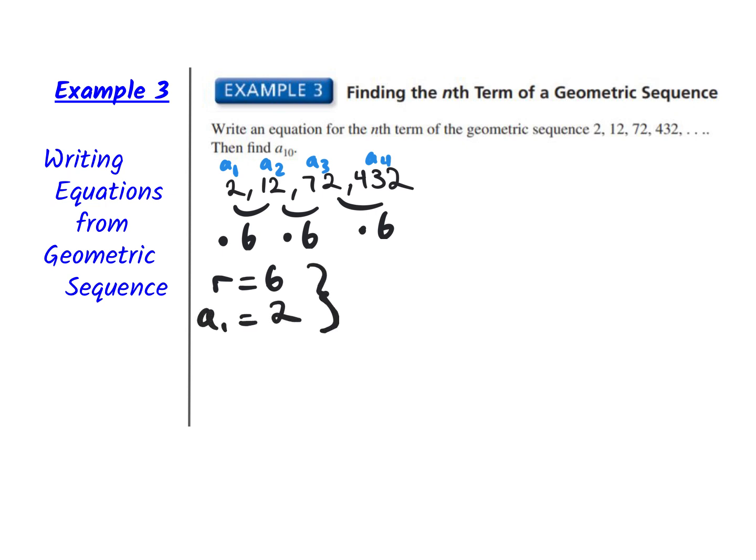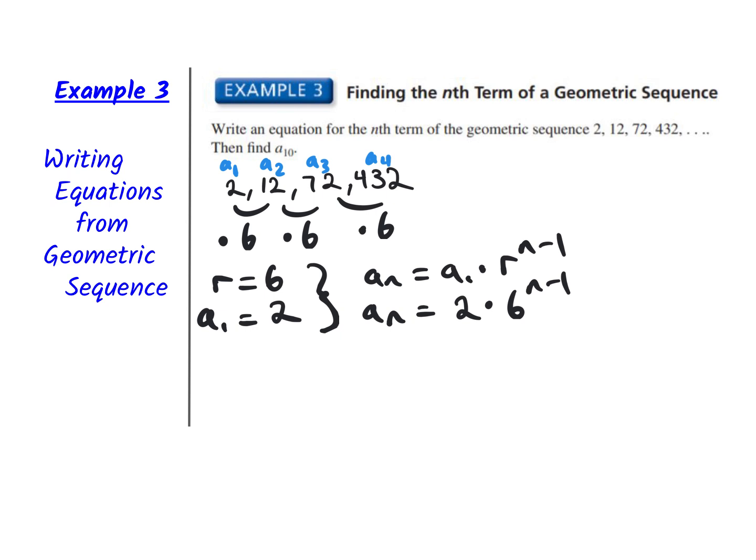We're writing an equation first. So we need a sub 1 and r. We can see a sub 1 is our first term, so it's 2. And we are just plugging this into the formula that I've provided in that core concept. So a sub 1 is 2, and r is 6, and everything else stays the exact same.